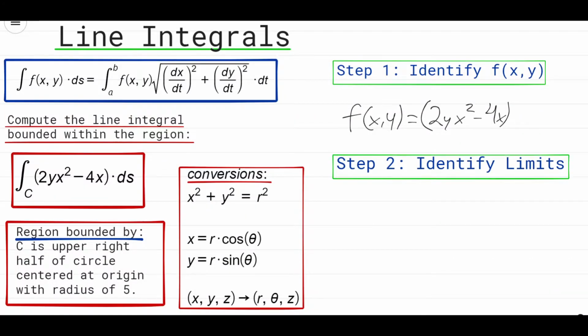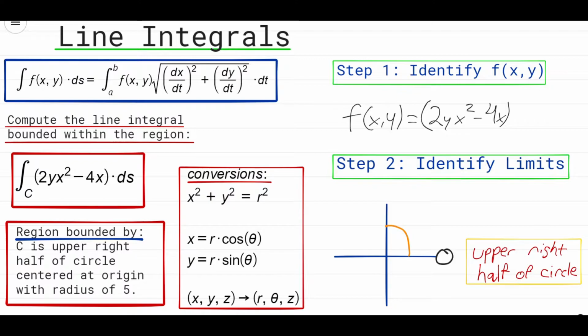For step 2, we're going to identify our limits a and b. Keep in mind, we have to pay attention to what our constraint is. The region is bounded by C, and C is the upper right half of a circle centered at the origin with the radius of 5. The key words right there were upper right half of a circle. When we draw this out, it looks something like this: 0 to pi over 2. So our limits of t are 0 and pi over 2.